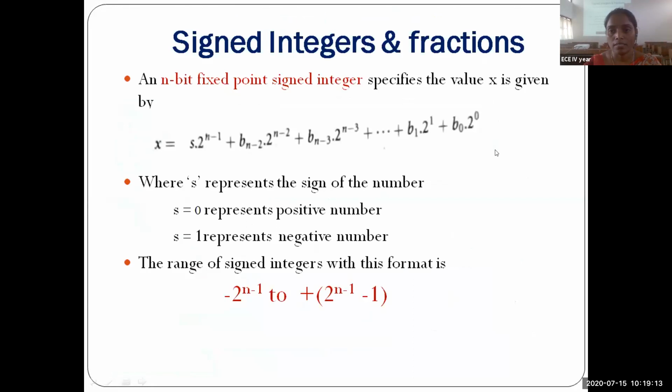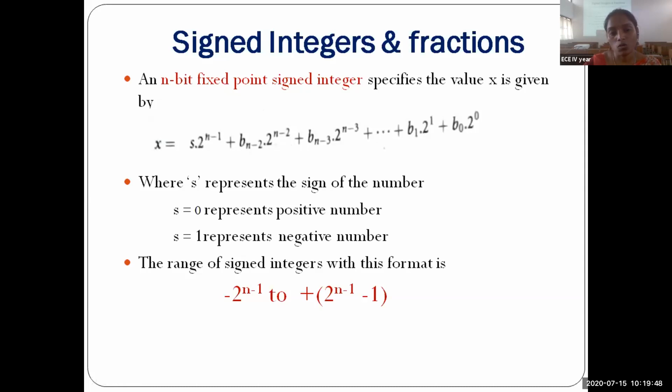Already we have discussed how to represent the value. This is for the integer part. Integer means the left side of the binary implied point. So it is simply b0 into 2 power 0, b1 into 2 power 1, b2 into 2 power 2 and so on. The sign bit is also considered, but it should not be multiplied; it is just kept aside. S equal to 0 represents a positive number and S equal to 1 represents a negative number.